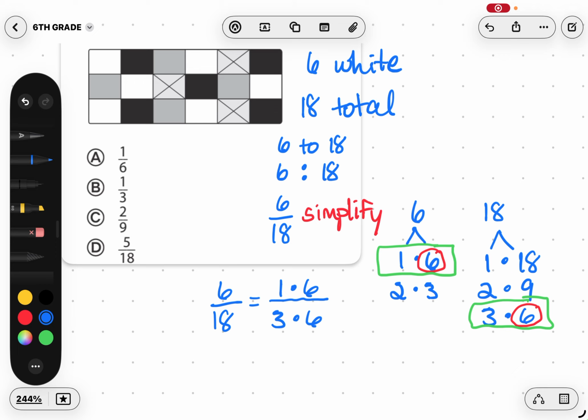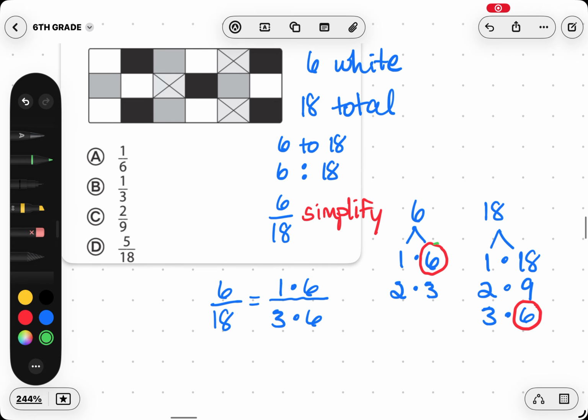So one more time before we finish. After you list out your factor pairs, you look in both groups to identify the largest number that they have in common. 6 is the largest number they have in common. They also have 3, and they both have 1, but 6 is the largest. So you always want to pick the pair that has the largest number that they both have in common. And then you rewrite your fraction as 1 times 6 and 3 times 6.